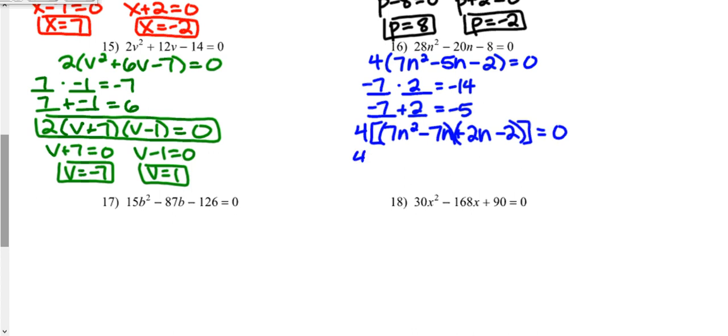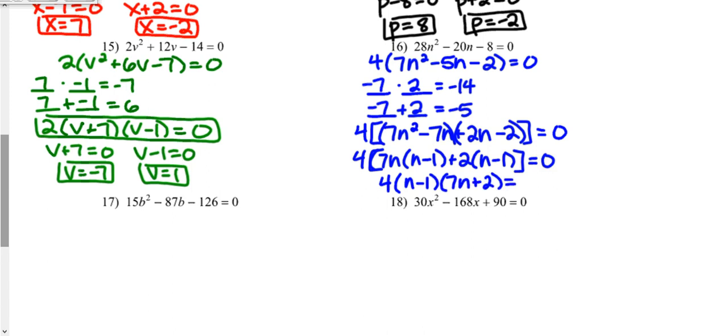All right, we're going to look for a greatest common factor in each of these. So 7n is the common factor in the first set of parentheses. 2 is the common factor in the second set of parentheses. So now we can write our factored form. So 4 out in front, and minus 1 is the same. GCFs were 7n and positive 2. That's your factored form. Finding your zeros, set each of your factors equal to 0 and solve.